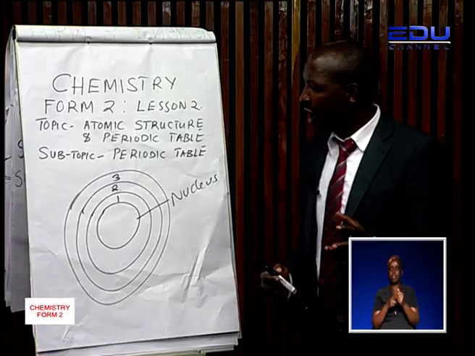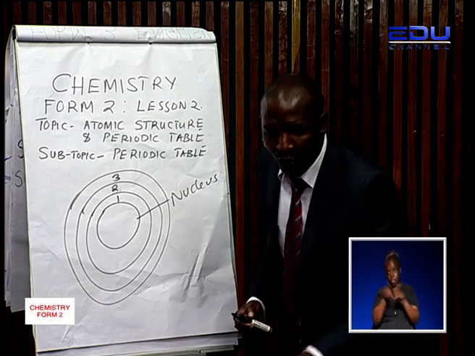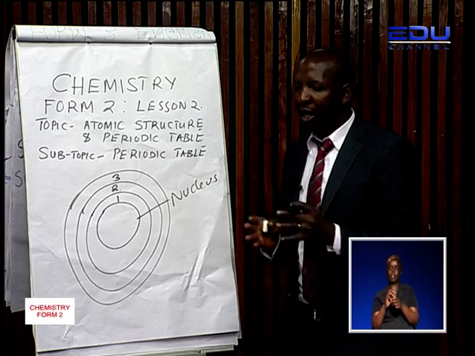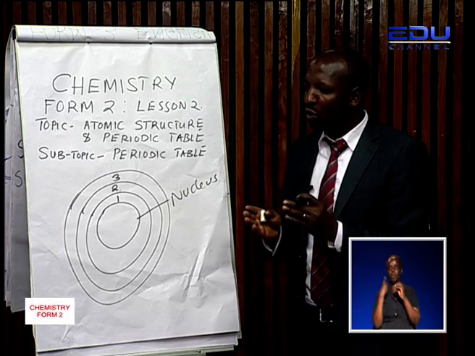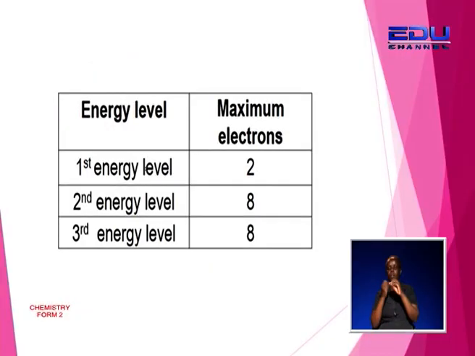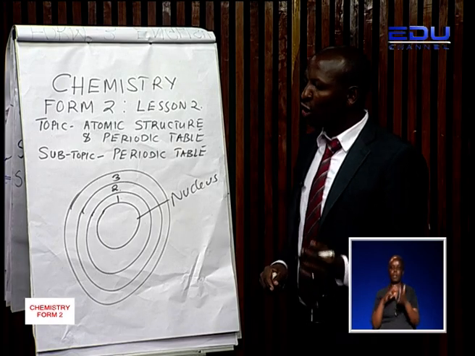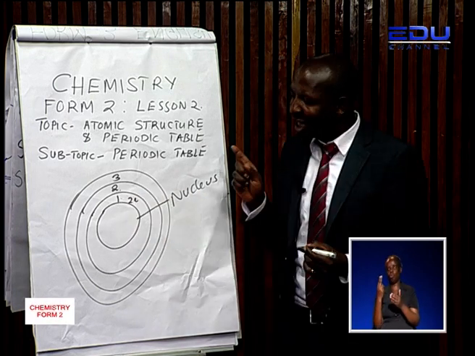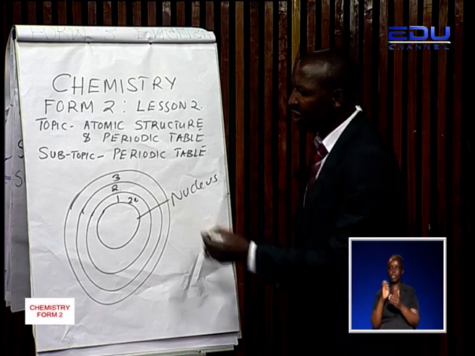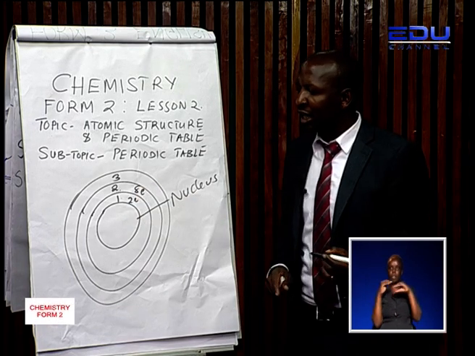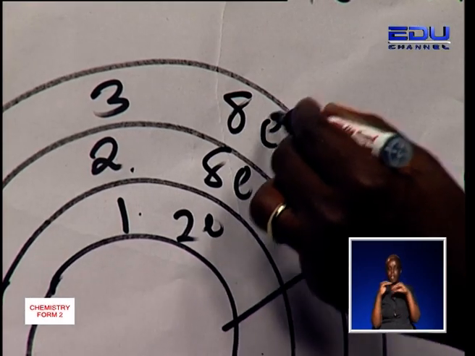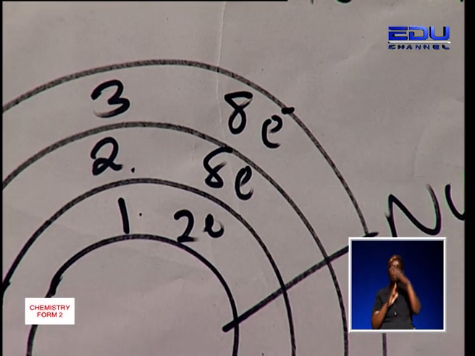Now, each energy level has a maximum number of electrons that it can occupy. The maximum number of electrons that can be occupied by energy level 1 is 2 electrons. The second energy level can occupy a maximum of 8 electrons. And the third energy level can also occupy a maximum of 8 electrons.